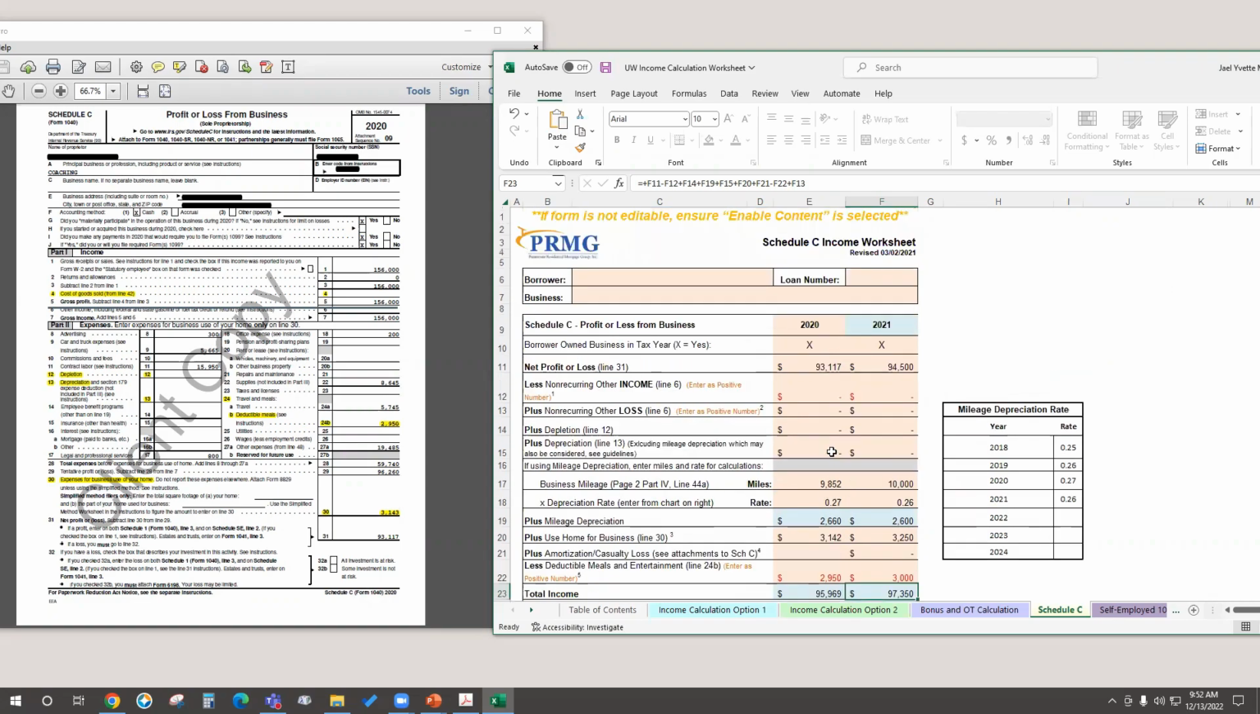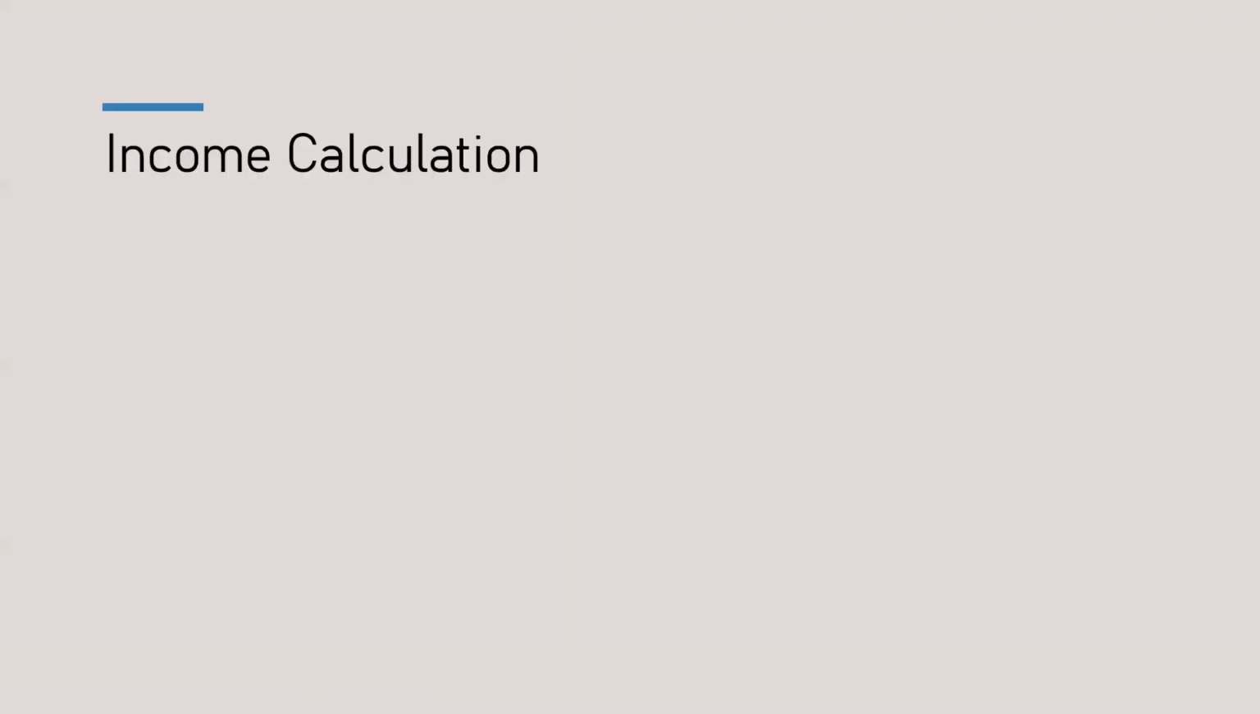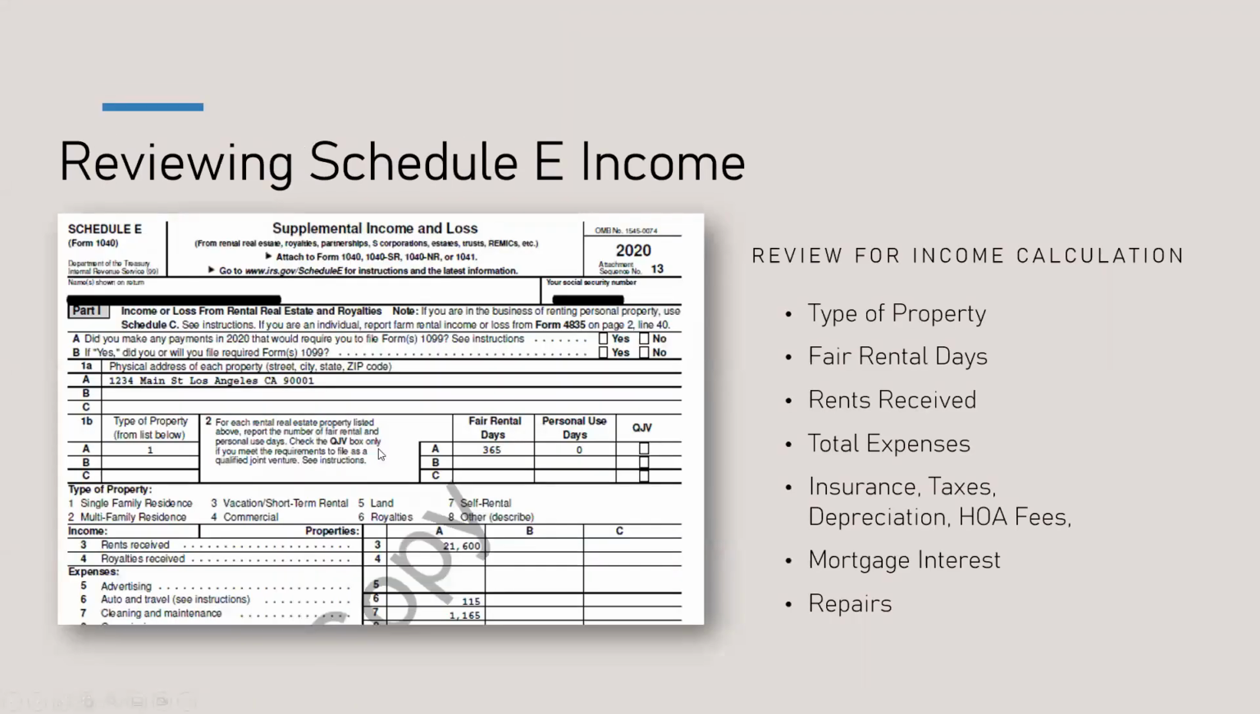I will be sharing this income calculator with you guys if you want. I do separate the income calculations only because, as you can tell, we as underwriters have a big, vast income calculation sheet here. So we want to make sure that we're giving you the appropriate ones for the appropriate clients. If you guys don't have any more questions, we're going to go ahead and move on to Schedule E income.